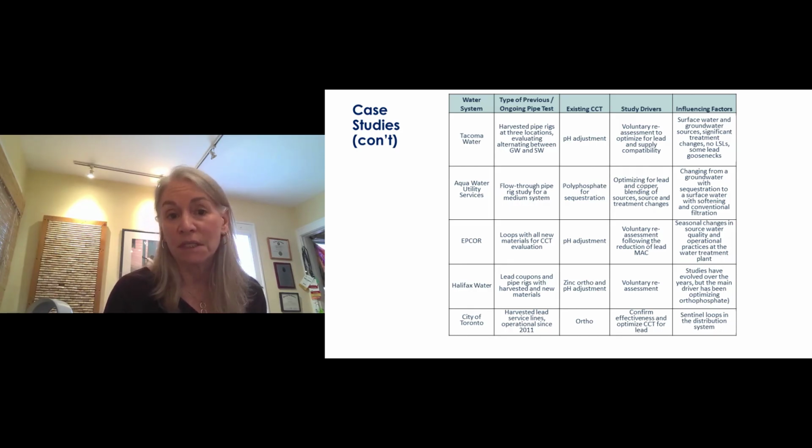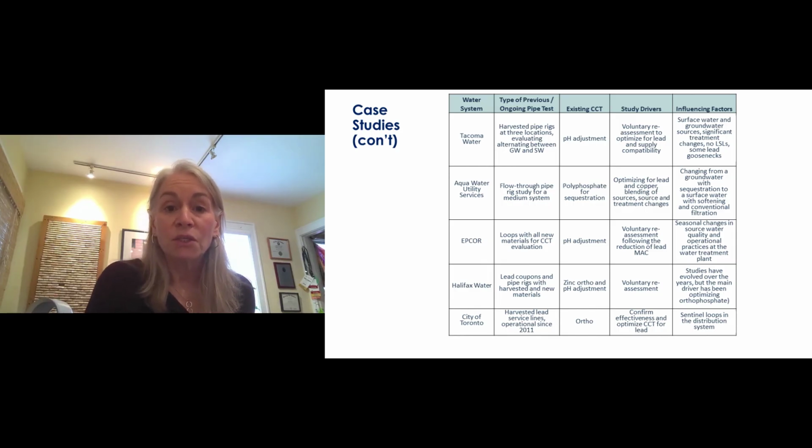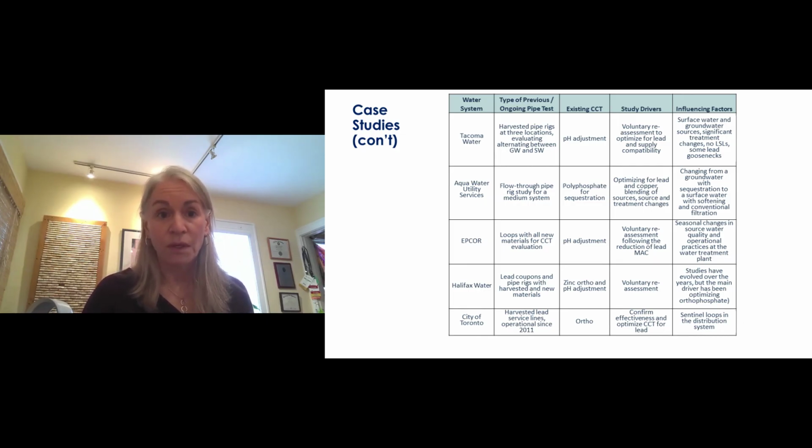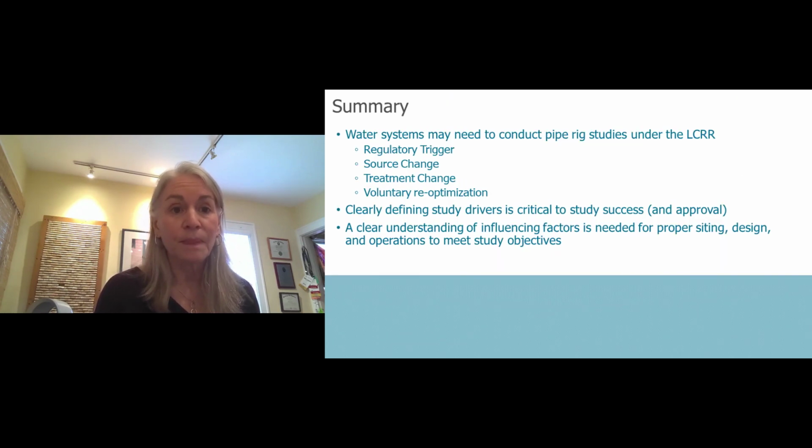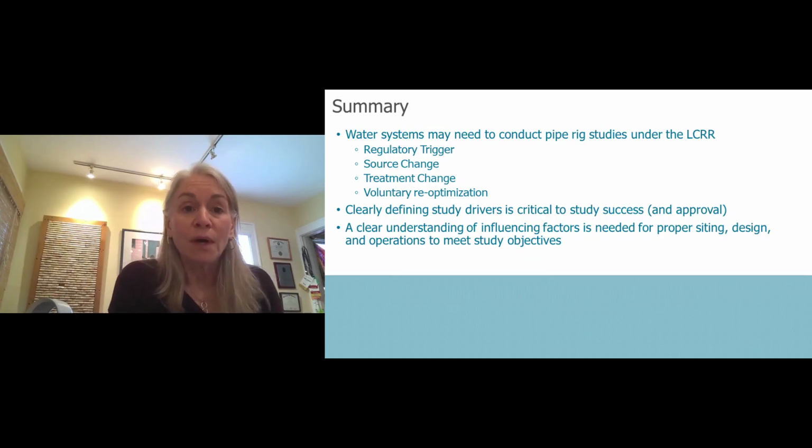And then finally, City of Toronto had installed sentinel loops in their distribution system that they're using as an ongoing sort of indicator of corrosion control conditions out in the distribution system. Great Lakes Water Authority also has, and we did work on case studies with them too, had their rigs at treatment plants and in distribution systems to try to understand some of the impacts of what's going on in the system.